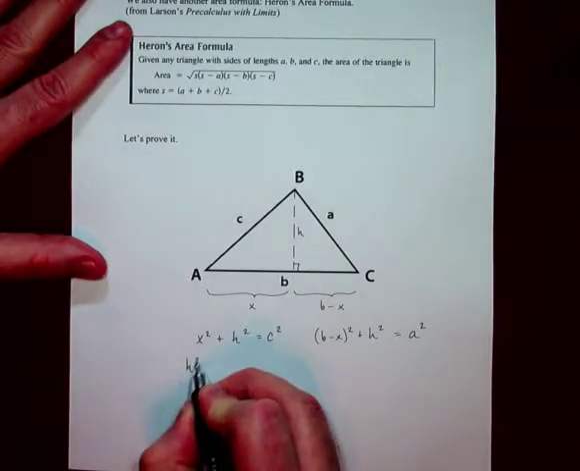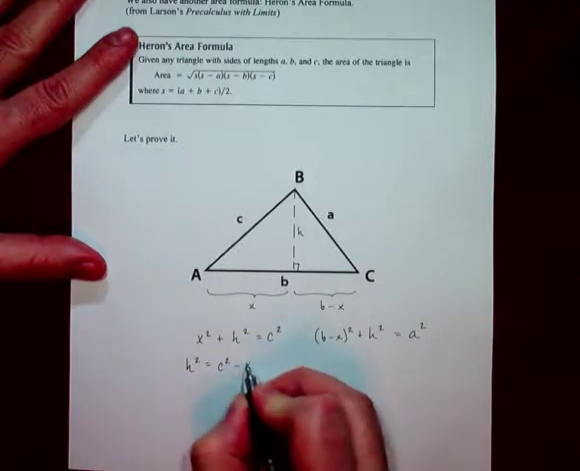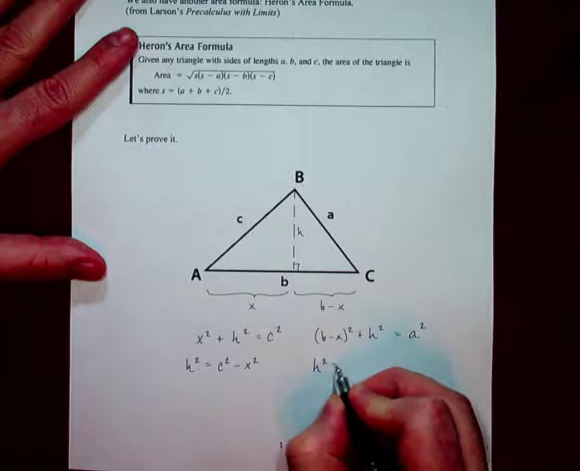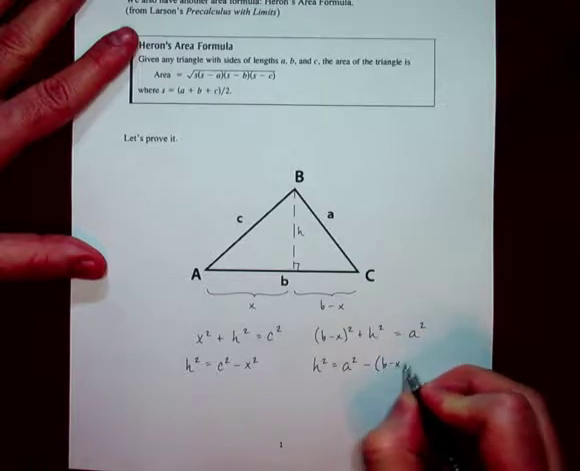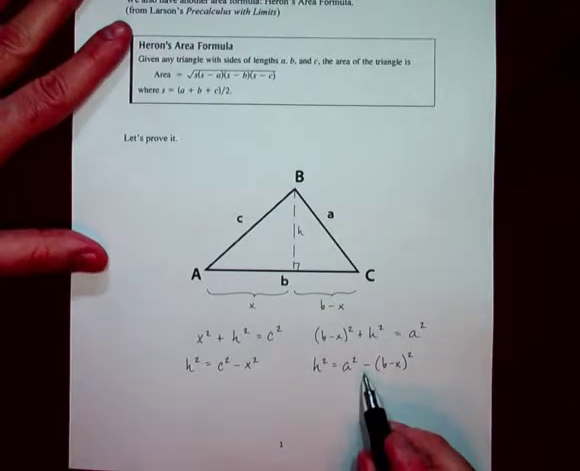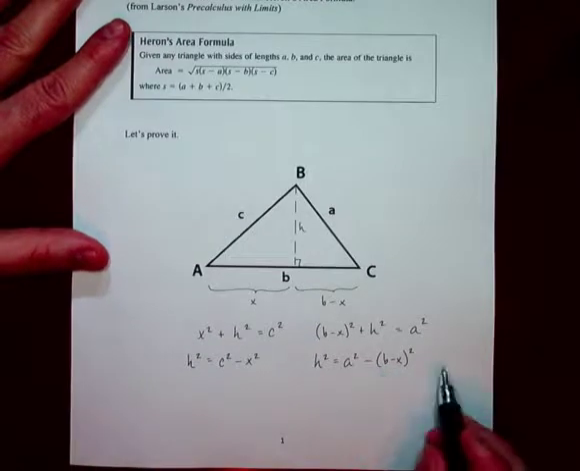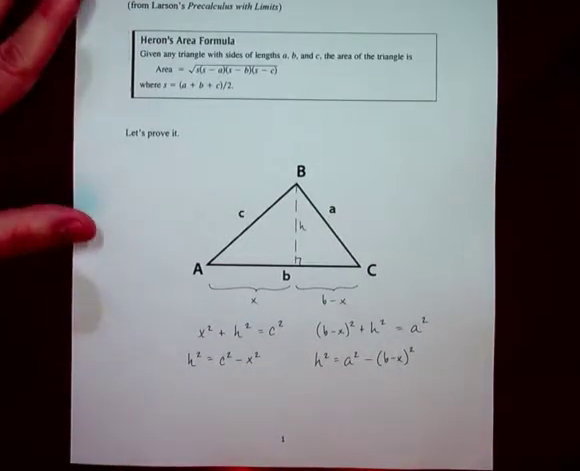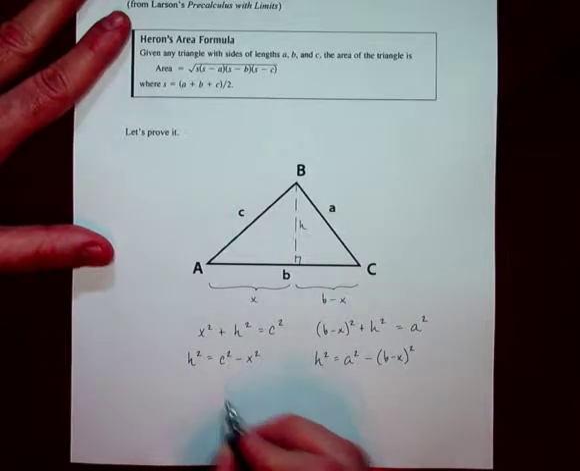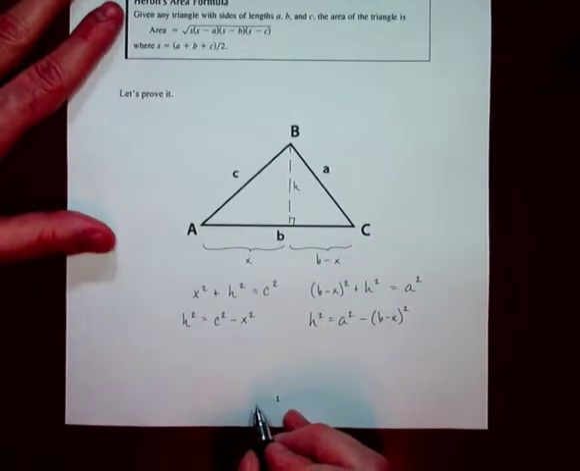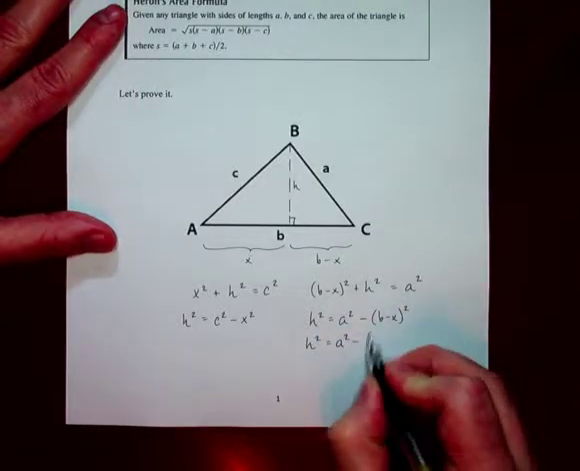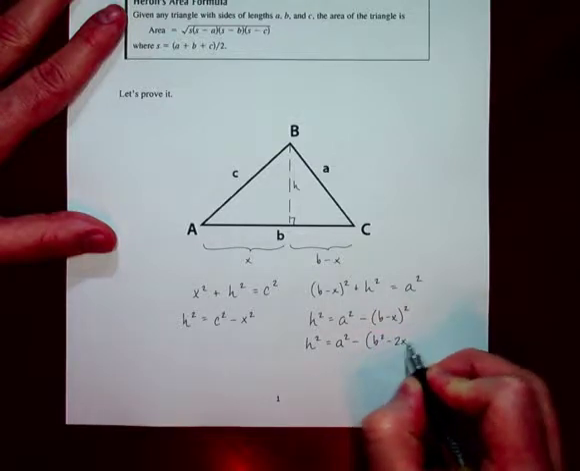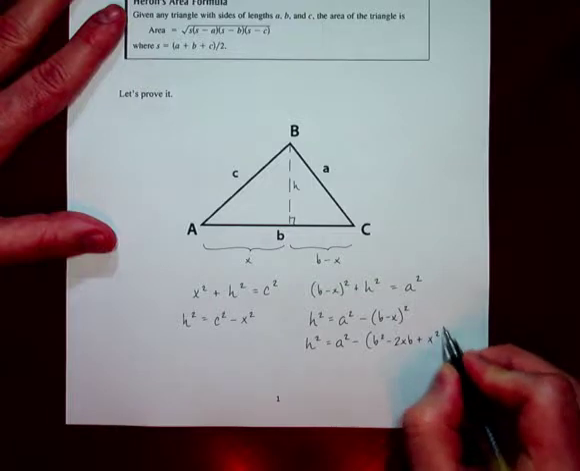Now, we can solve both of these for h squared, and we get c squared minus x squared on the left-hand side, and h squared over here is a squared minus (b minus x) squared. Now you need to be careful about this negative when you FOIL this out, because when you FOIL it out, then the negative gets distributed to all three terms. But I am going to combine, I'm going to set both of those equal to each other. Actually, let's go ahead and do this first. So you get a squared minus (b squared minus 2xb plus x squared).